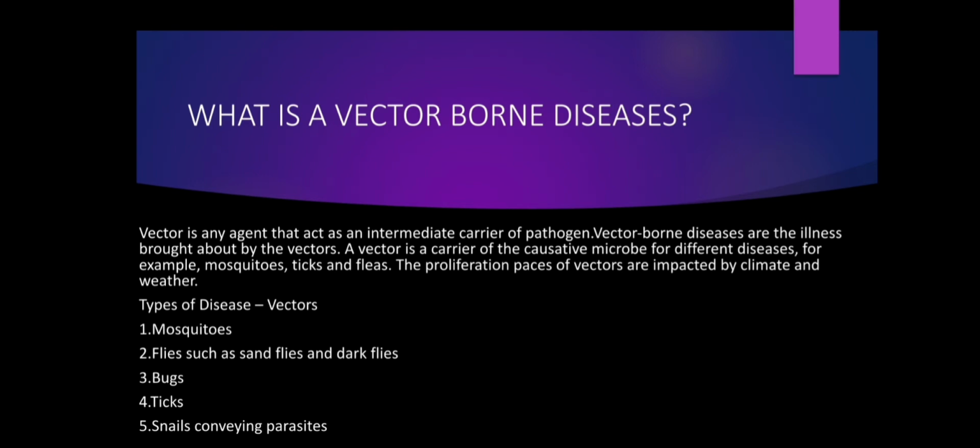So some of the vectors that spread diseases are mosquitoes, flies such as sand flies and tsetse flies, then bugs, ticks, and snails conveying parasites. Okay, so these all are the vectors which cause vector-borne diseases by spreading them from one place to another.